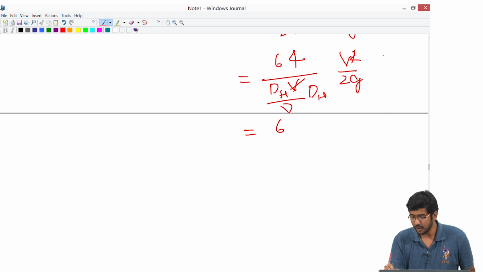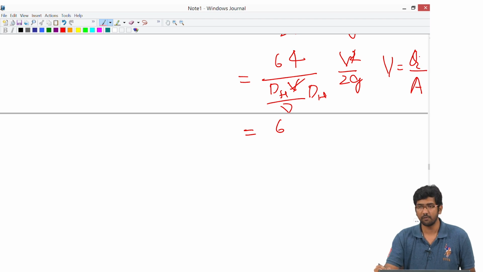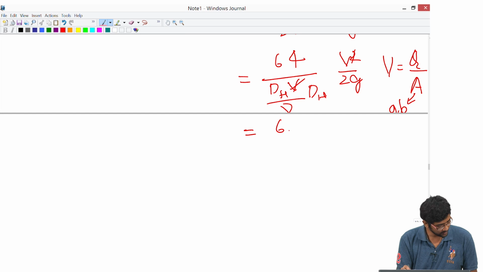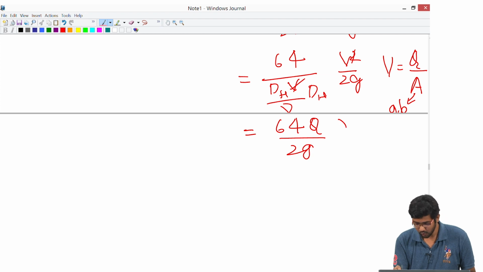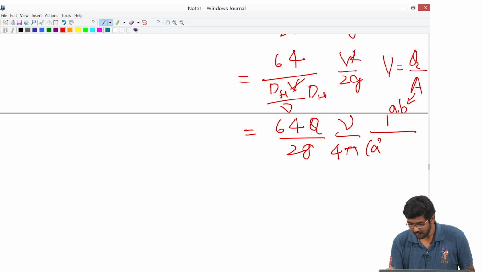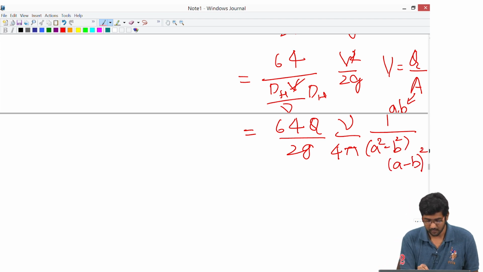So, if I substitute V as Q by A, because I know the volumetric flow rate but not the velocity, and the area is unknown because we do not know what A and B are in this problem, I will end up with an equation: 64 Q by 2g into nu by 4 pi into 1 by (A square minus B square) into (A minus B) whole square.